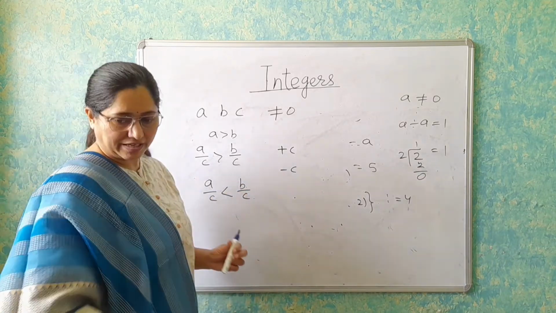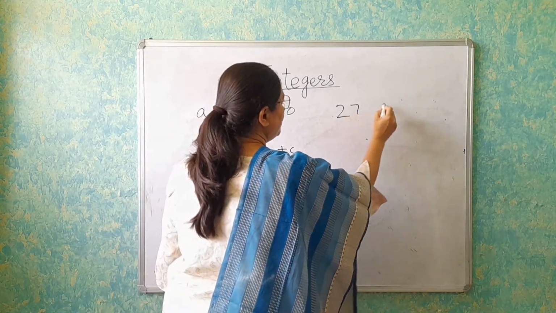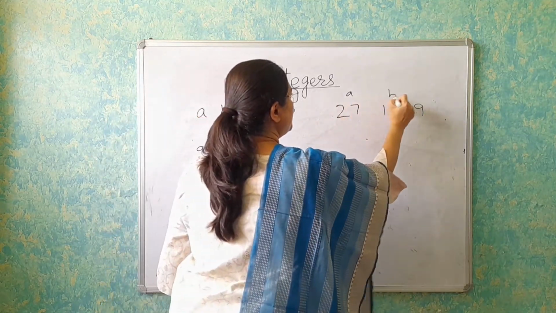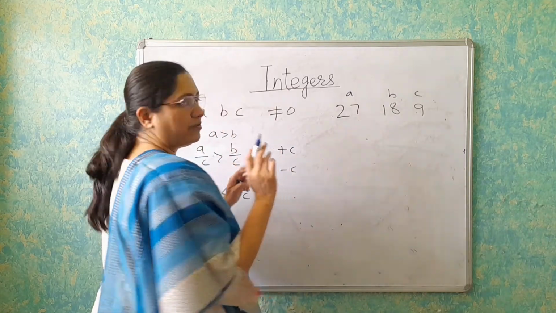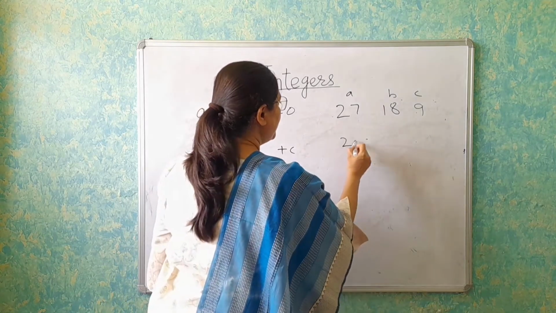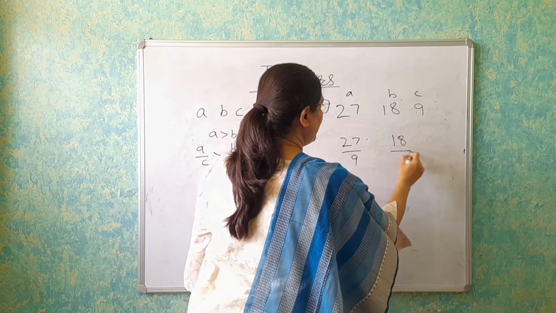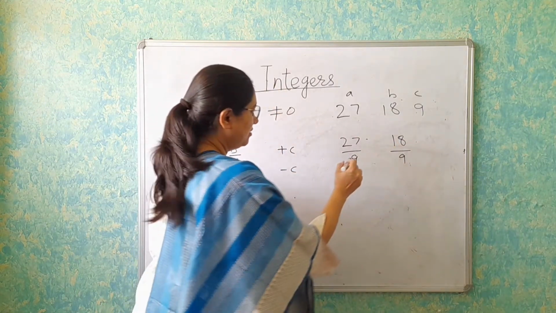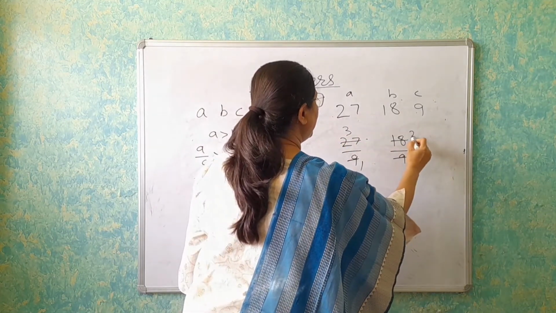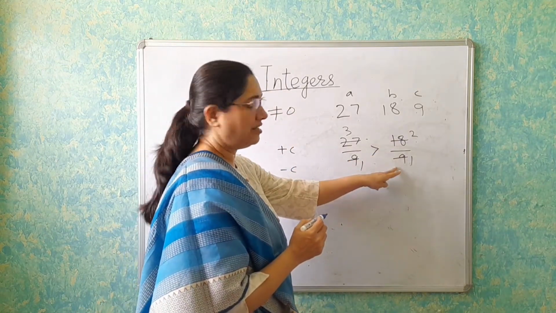I will explain you with an example. I am having 3 integers, 27, 18 and 9. This is A, this is B and this one is C. Now we will find out what will happen. Suppose B is positive. In that case, 27 divided by 9 and 18 divided by 9. Which one will be greater? 9 ones are 9, 9 threes are 27, 9 ones are 9, 9 twos are 18. It shows that 27 upon 9 is greater than 18 upon 9.